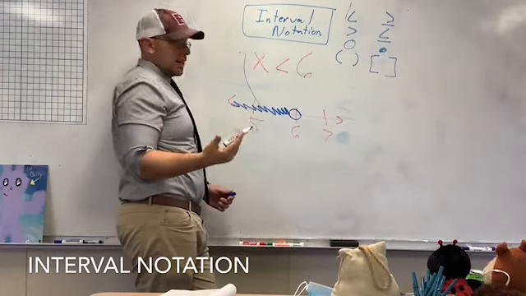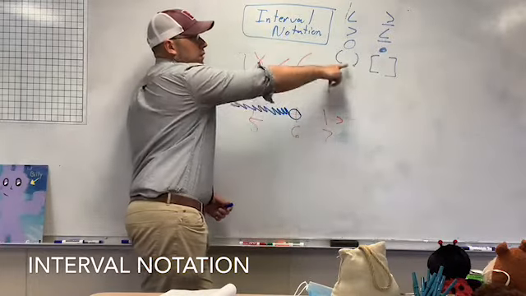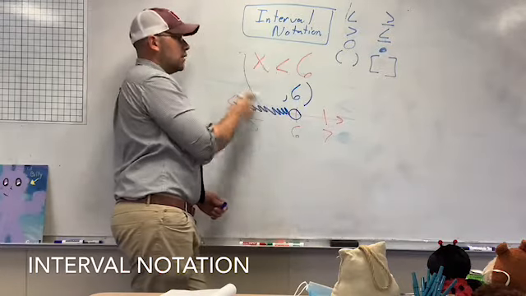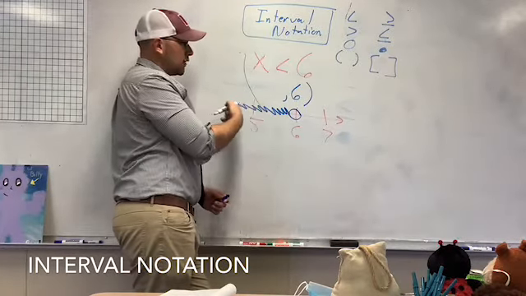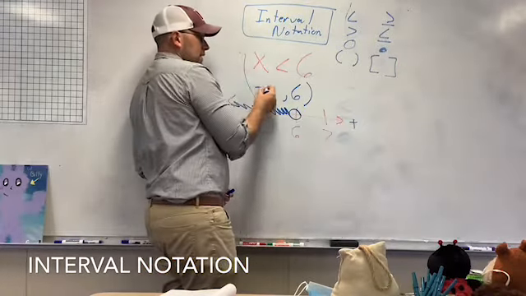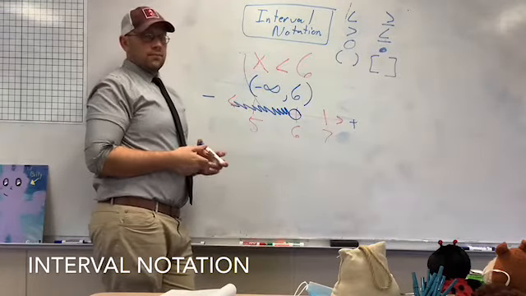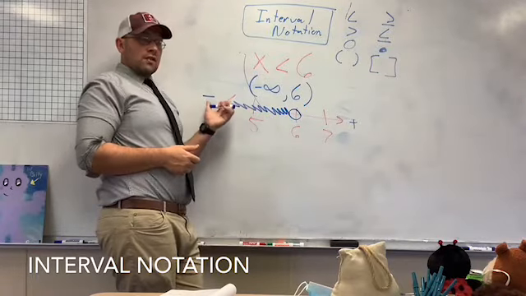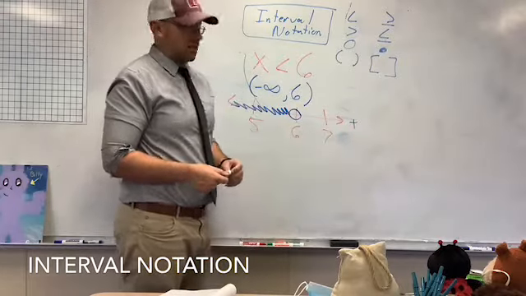But how do we write this in interval notation? So we have a non-equal one, so we have to use a parenthesis around the 6. But now it's everything less than 6. So this is going to go forever and ever in the negative direction. So this gives us negative infinity with a parenthesis. If it's everything this way forever and ever, it's negative infinity. If it's everything that way forever and ever, it's a positive infinity.